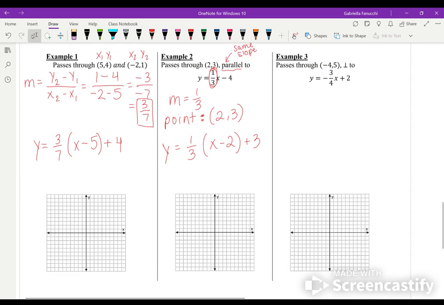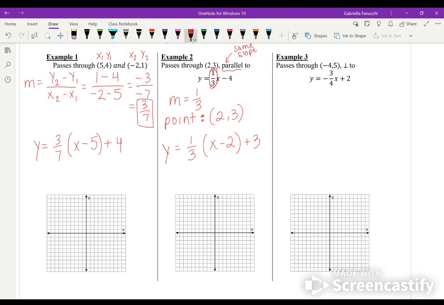Looking at the third one, we want something that passes through negative 4, 5 and is perpendicular to y equals negative 3 over 4 x plus 2. This right here means perpendicular. Perpendicular is where those lines make that perfect cross like that. Perpendicular lines are going to be flipped and have the opposite sign.